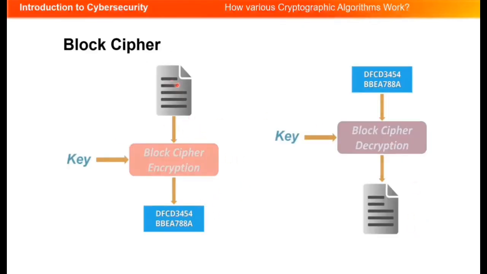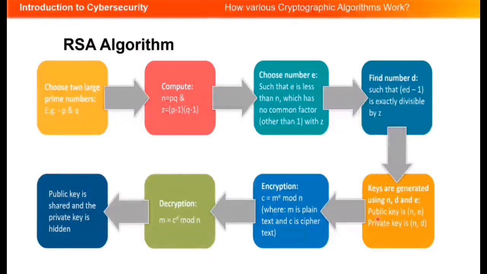A block cipher here, we can see there was plain text, the block cipher, and now we have our encryption here. Now we have our cipher, and the cipher is read here by the block cipher decryption, and it's converted back to plain text. We have our RSA algorithm here, where there are two large prime numbers, and it's used to compute here a cipher.